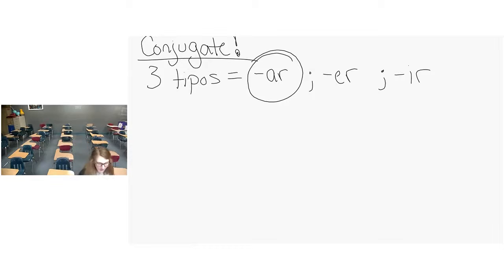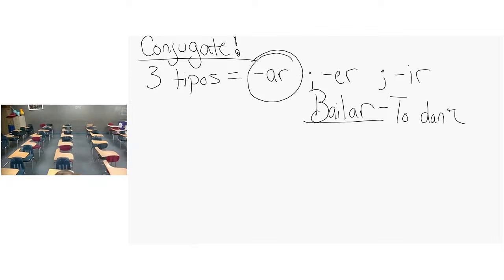So, AR verbs. Let's take our first one. Bailar. To dance. When a verb ends in AR, ER, or IR, that means that it's in its base form, or infinitive. And when a word is in the infinitive, just like in English, it's to and then whatever that action is. To dance, to speak, to jump, whatever. So that's in its base form.